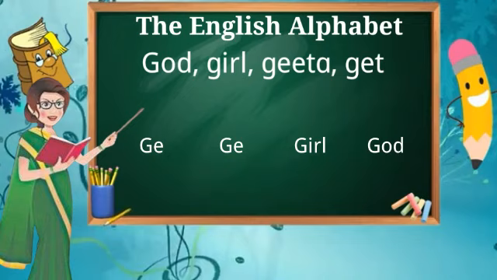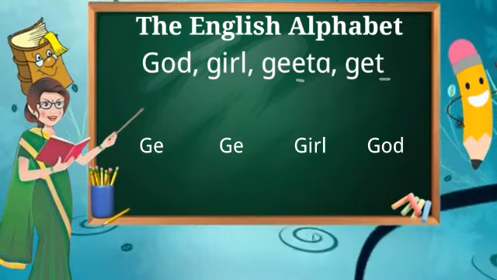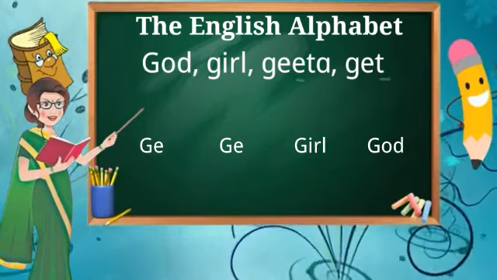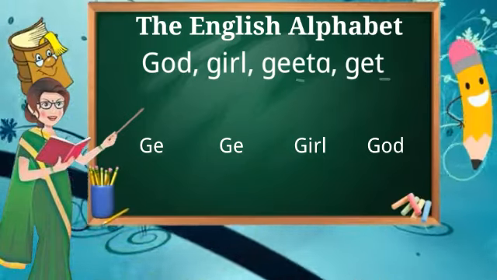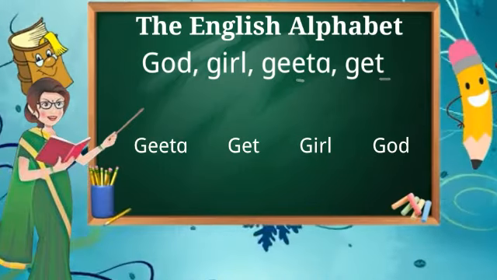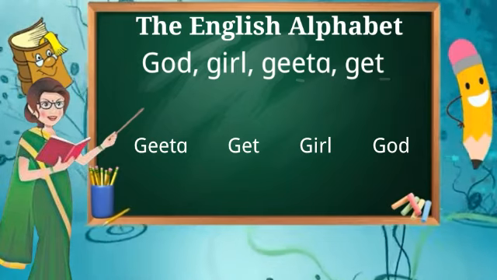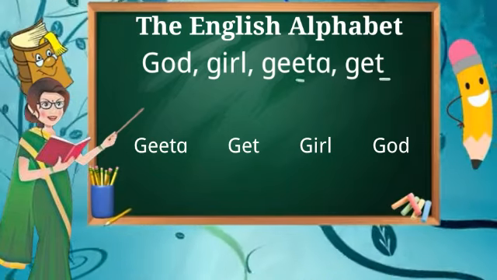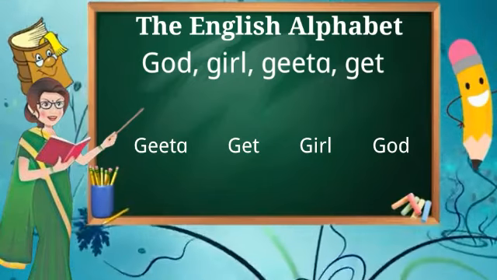Now think about the third letter. Here in Gita, the third letter is E, and in get, the third letter is T. So which one comes first? Yes, very good. Gita comes first. So at first you have to write Gita, then the second word get. So here you have to write Gita, get, girl, God as your dictionary order.